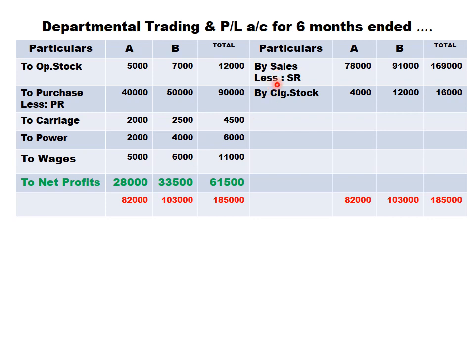Then sales, deduct the sales returns. You get net sales 78,000 and 91,000, followed by the closing stock 4,000 and 2,000. So thus students, you get a net profit of 28,000 for A, 28,000 for B, and 61,500 as a total. So this is the final working of question number 7 of today's class. Now let us go to the next question.